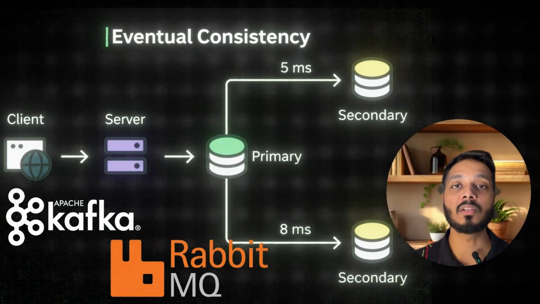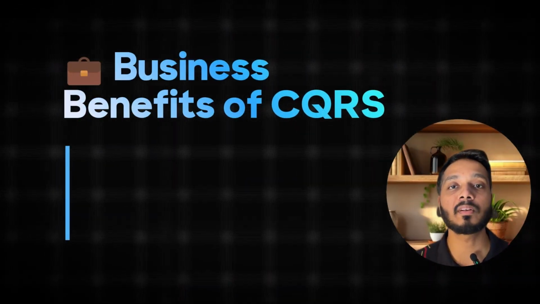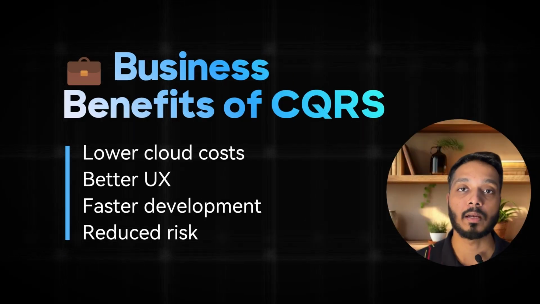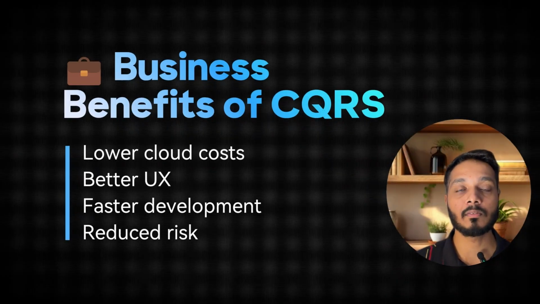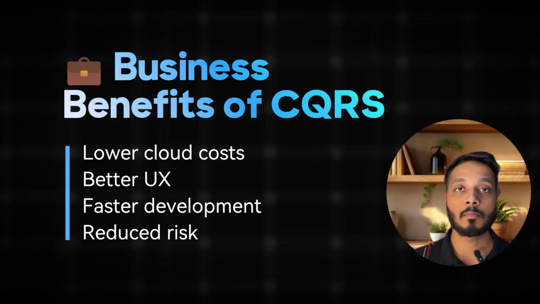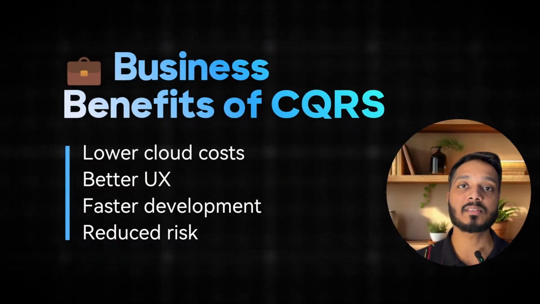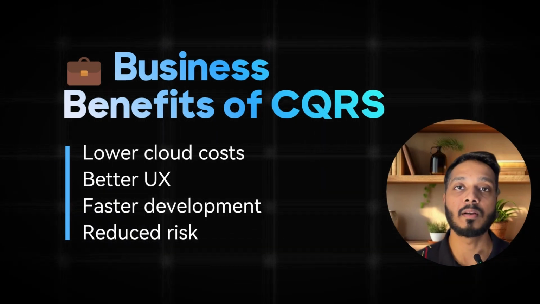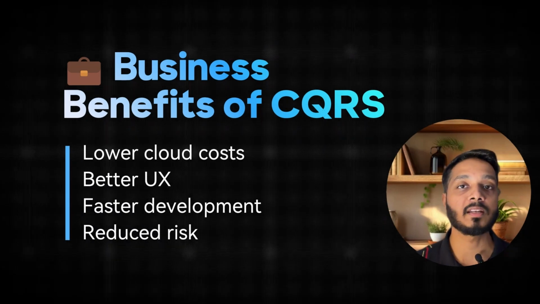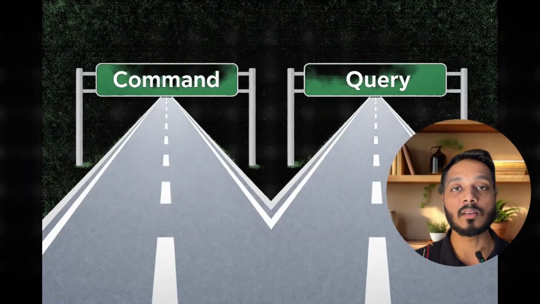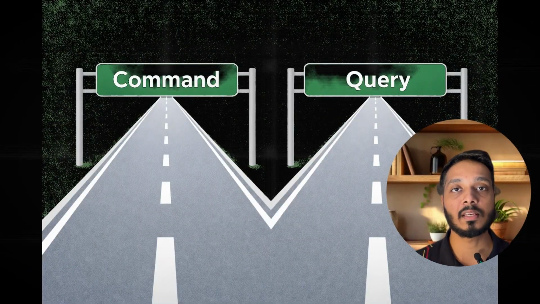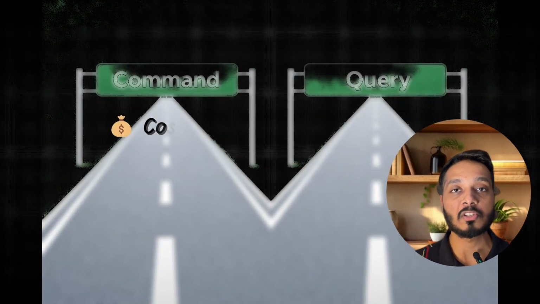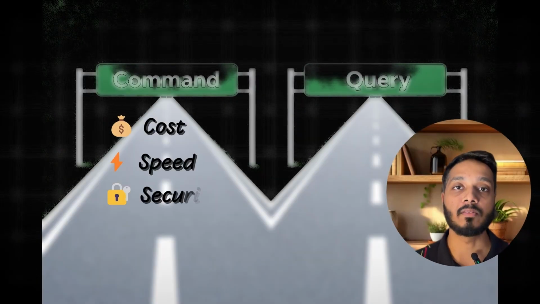Fully scalable, fully decoupled. So what are the business benefits that we get from the CQRS pattern? Because of independent scaling, we get lower cloud cost. Because of fast reads, we get a better UX. Because of a clean model, we get faster development. And because of strong security, we get reduced risk. CQRS isn't just architecture, it directly improves cost, speed, security, and delivery.